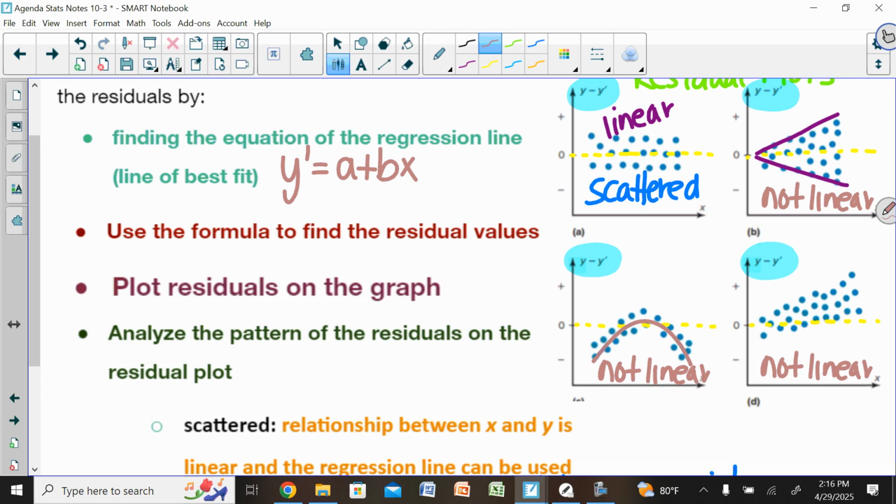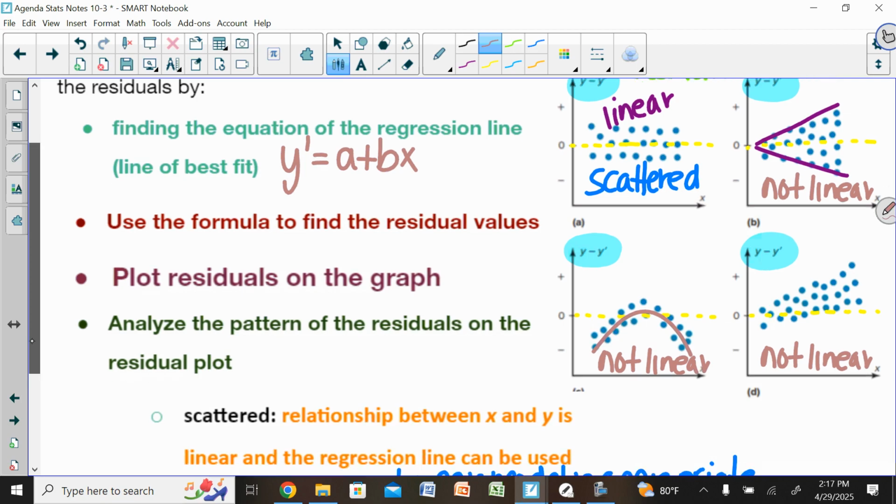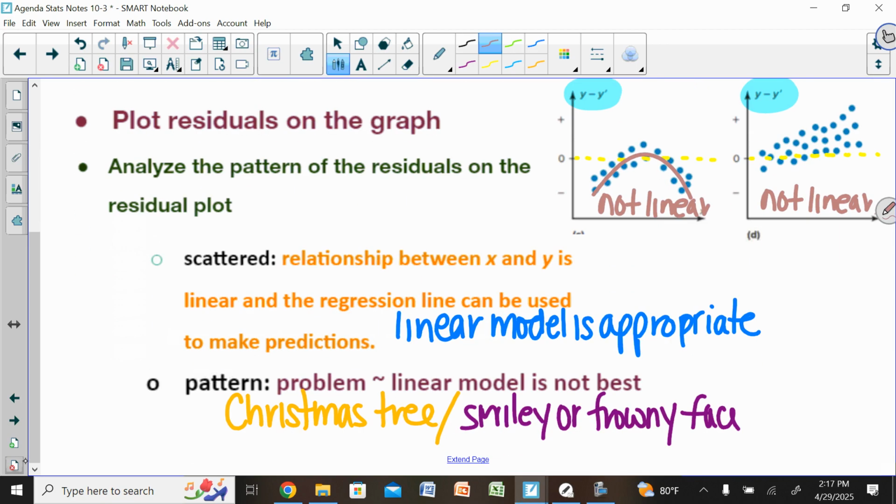So we might have found a high R, we might have found our Y prime, and then when we go to do our residual plots, we're like, oh gosh, something just doesn't look right here. So then we look at that pattern. Scattered is good, evenly distributed between the positives and negatives, a linear model is appropriate. If there's some sort of pattern to it, we don't like it. Linear model wouldn't be best. We'd have to go to the next phase.